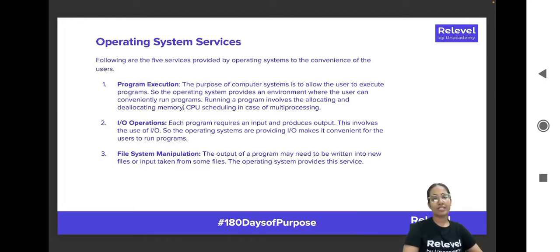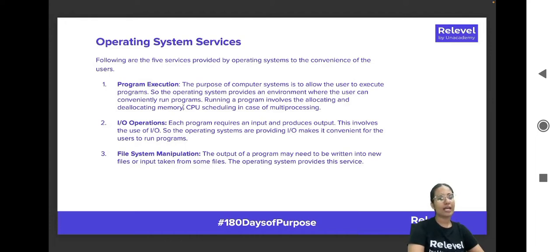The second service provided by the operating system is input-output operation. Every program requires an input and then produces the output, so this involves the use of input-output. The operating system providing input-output makes it convenient for the user to run programs. Sometimes you've written a program which is expecting some user input. For that, you need some functionality provided by the operating system using which you can take the input, and using that the corresponding output can be generated.